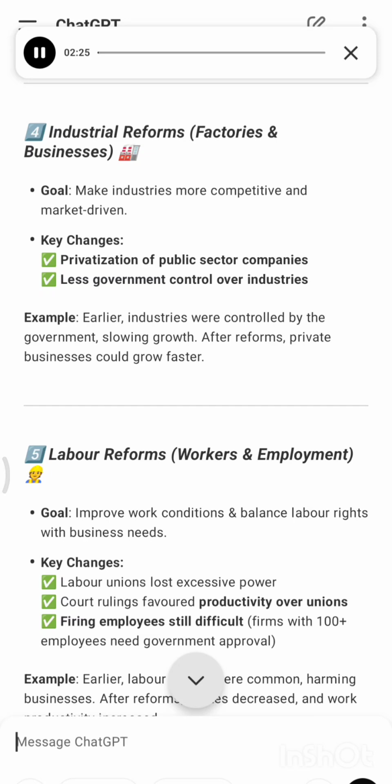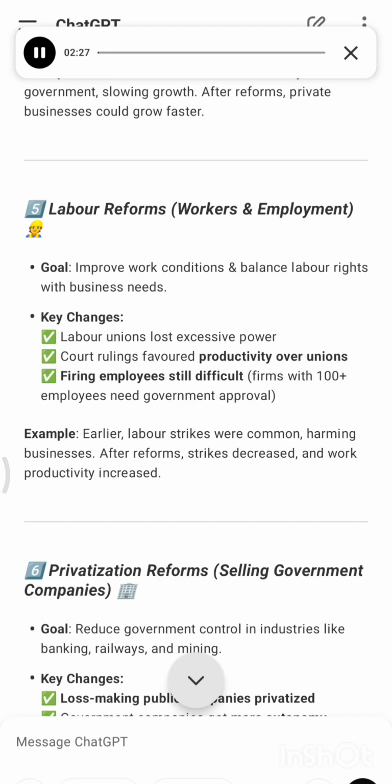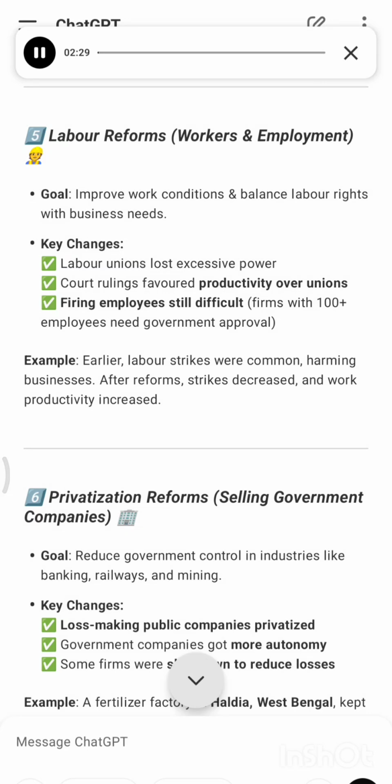5. Labor reforms, workers and employment. Goal: improve work conditions and balance labor rights with business needs. Key changes: labor unions lost excessive power. Court rulings favored productivity over unions. Firing employees still difficult. Firms with 100+ employees need government approval. Example: earlier, labor strikes were common, harming businesses. After reforms, strikes decreased and work productivity increased.